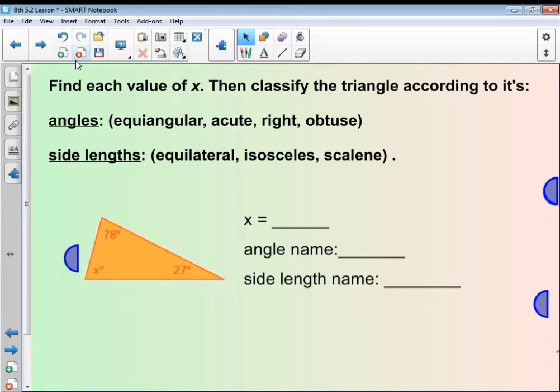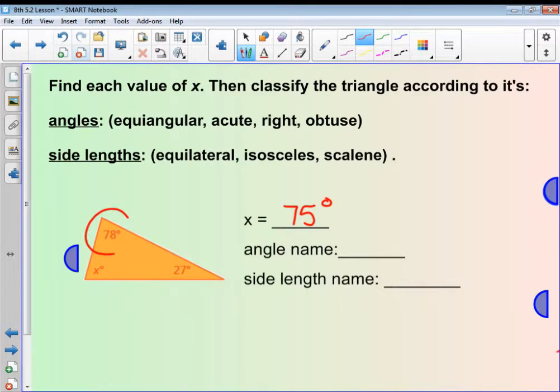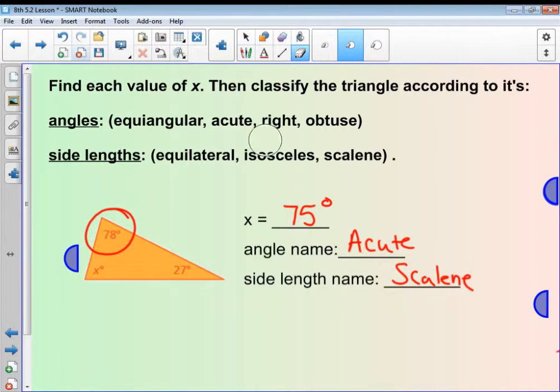Okay, so you should have ended up with x being 75 degrees. When we look at our largest angle measure, it was 78. That would be considered an acute angle, so it's an acute triangle. And according to side lengths, well, we have no angles that are the same, which means no sides are the same. You should have gotten scalene. All right, let's try another one.